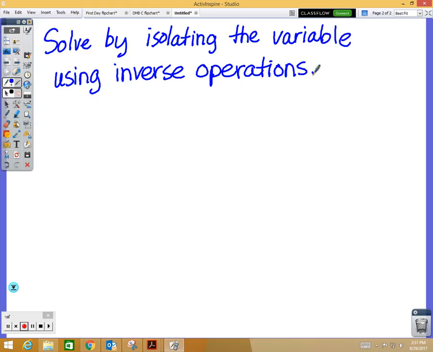We talked about inverse operations already this year. Inverse operations mean opposite operations. For instance, the inverse of adding is subtracting, and the inverse of multiplying is dividing. Isolating, what does it mean to isolate something? Get it by itself. So we're going to get that variable by itself by doing the opposite operation.